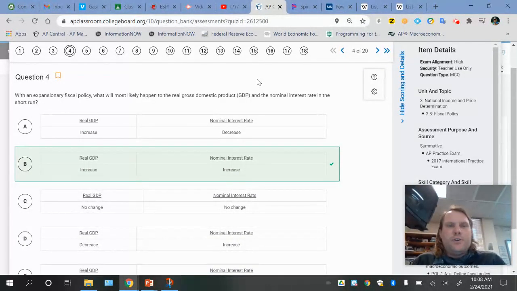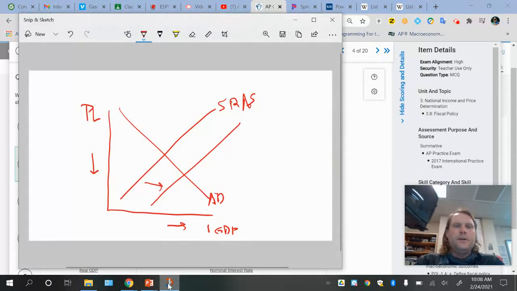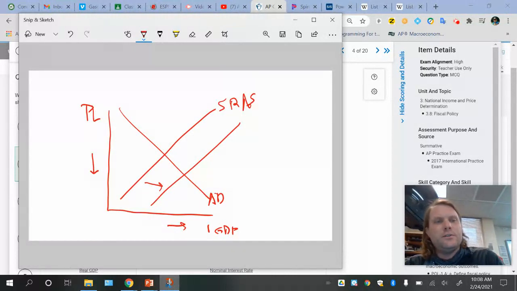All right, we've got expansionary fiscal policy. What's going to happen to the real GDP and interest rate in the short run? So this is, again, something we've recently talked about.